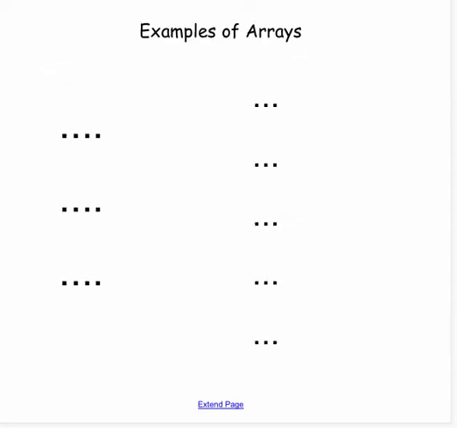Here's some more examples of arrays. Let's look at the first one. We have 1, 2, 3, 4 dots in a row. So this is a 4 by, now we just count how many rows we have. 1, 2, and 3. This is a 4 by 3 array. If we take a look at this one, you'll see it's a little bit larger. We have 1, 2, 3 dots in a row. And we have 1, 2, 3, 4, 5 rows. We can say this is a 3 by 5 array.